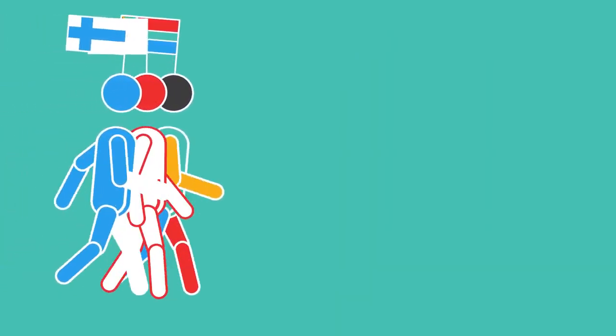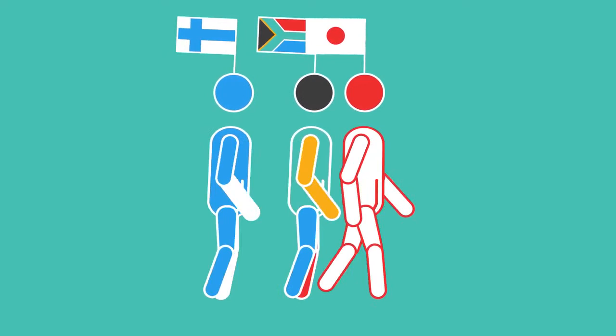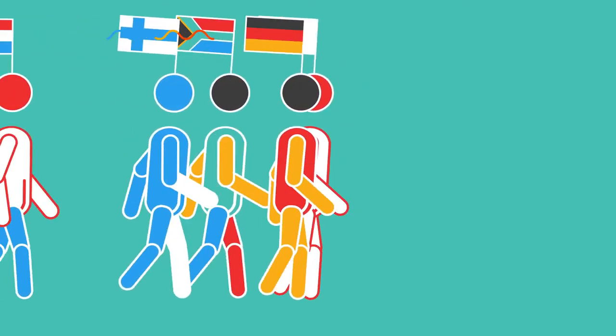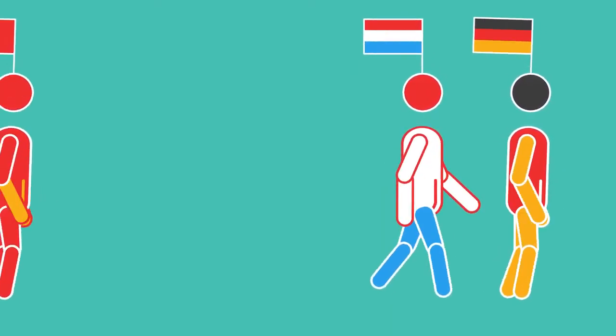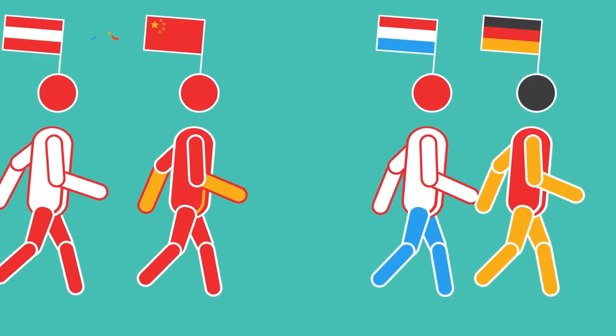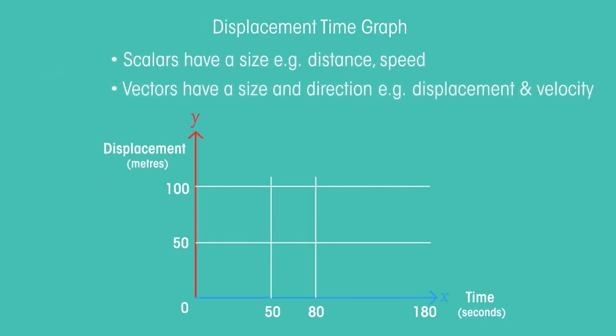Fun fact, did you know that the average walking speed of a person varies from country to country? A survey found that some of the fastest walking countries include Germany and the Netherlands, while some of the slowest include China and Austria. I hope you now understand the difference between scalar and vectors, and how to happily draw displacement time graphs.